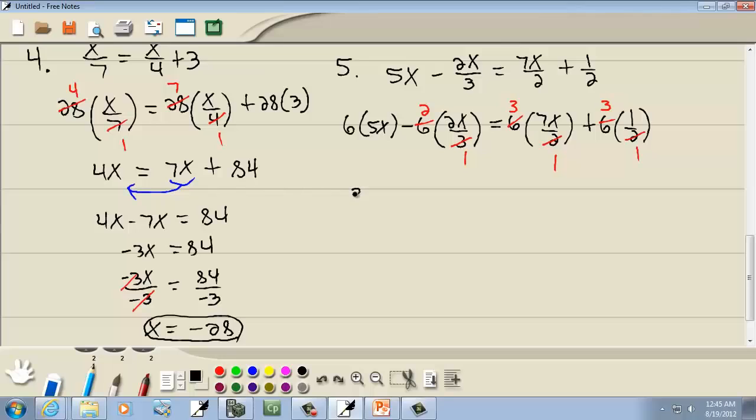So we got 30x, 6 times 5x, minus 2 times 2x gives us 4x, equals 3 times 7 is 21x, and 3 times 1, which gives us 3. Let me double check that. Yeah. Now combine together like terms at any step. Left side, I got 30x minus 4x gives us 26x.